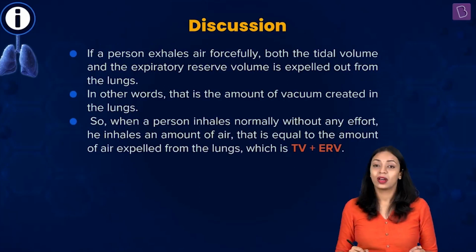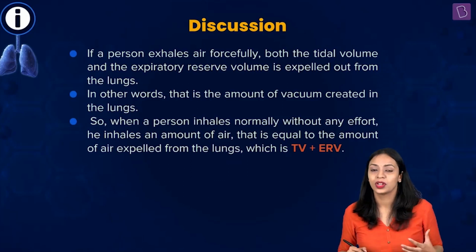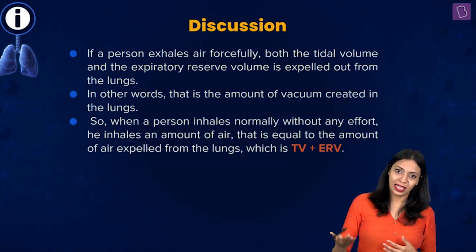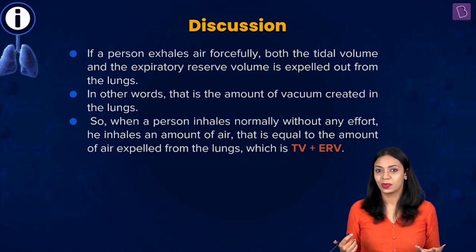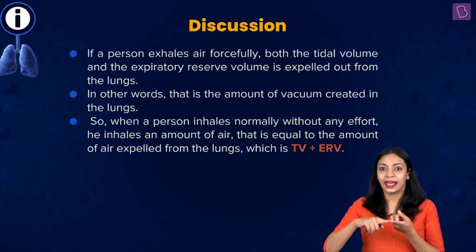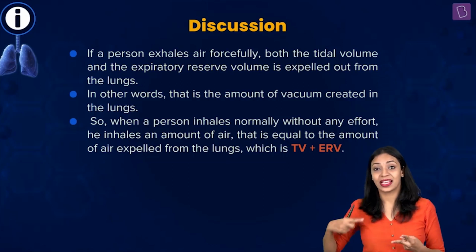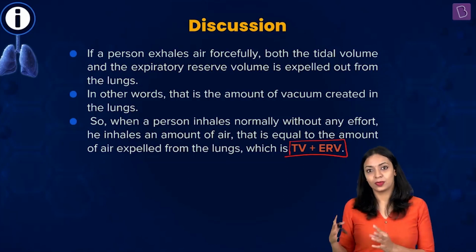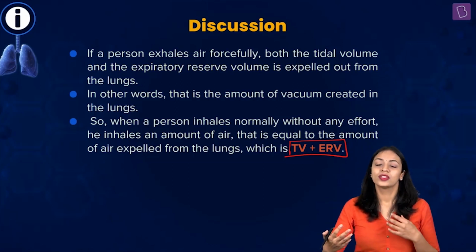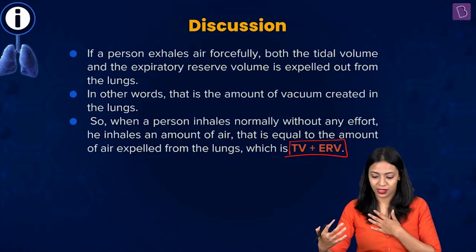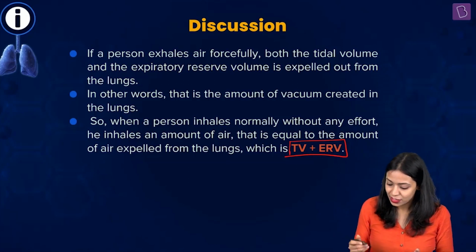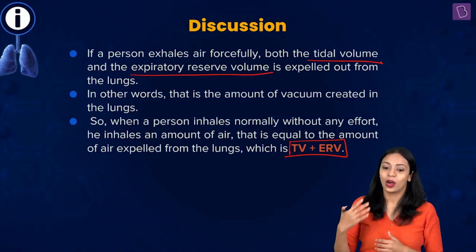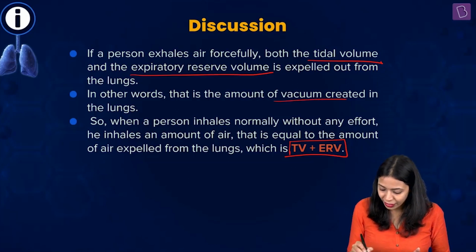Okay, so in the question we were asked what is the pulmonary volume of air that a person can take in by normal breathing after forcibly expiring. So what happens during forcible expiration? We would have given out tidal volume as well as expiratory reserve volume, right? So from our lungs, TV plus ERV, this much volume of air would have gone outside. So there is that much amount of vacuum that is created in our lungs. If a person exhales forcefully, both the tidal volume and the expiratory reserve volume are expelled from the lungs. So that is the amount of vacuum created in the lungs.